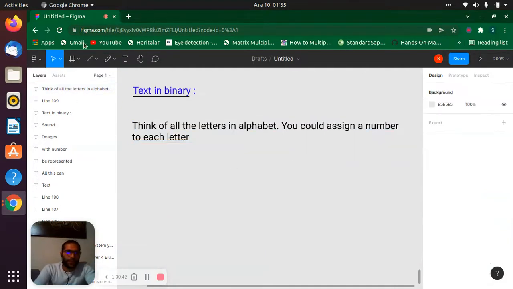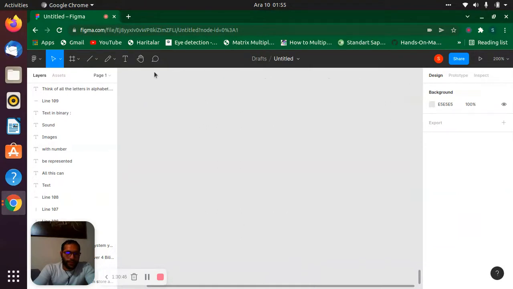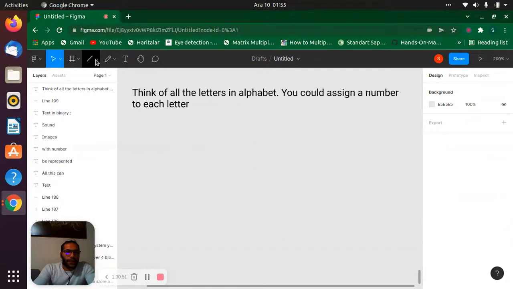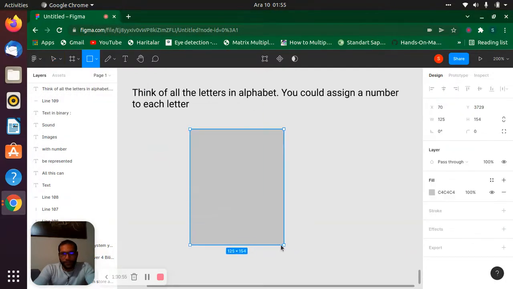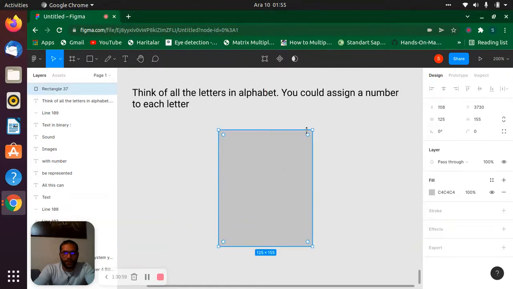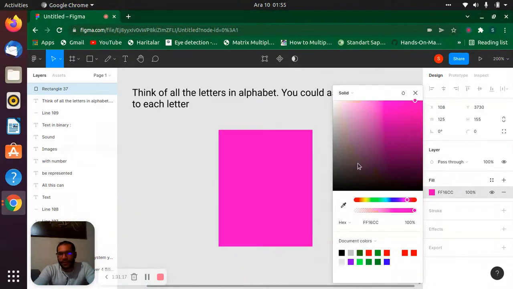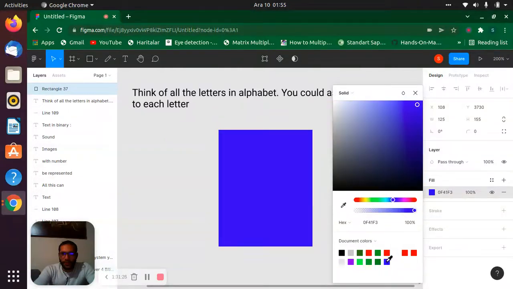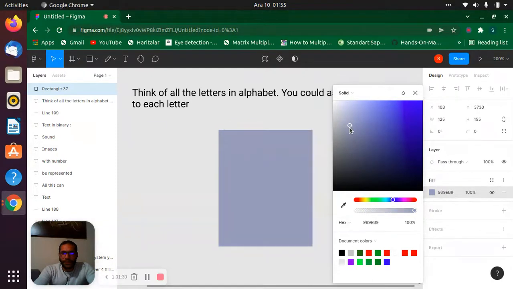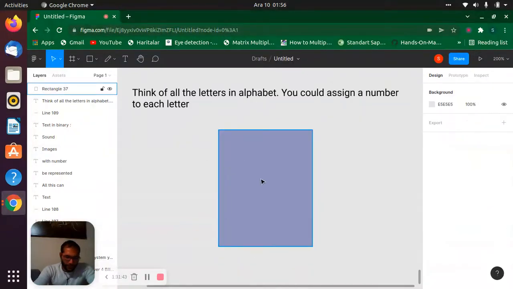So what I am saying, I'll come down. Again, we will do a rectangle. It can be like that. Maybe not that, maybe it can be like that. Maybe not red, it can be purple this time. No, maybe some different color. It's blue, but it can be this. Okay, it can be like that. It's too much.